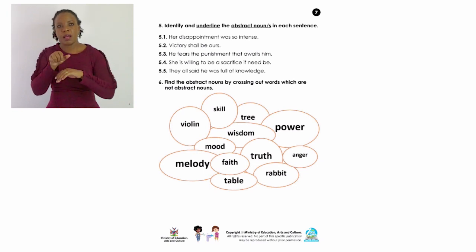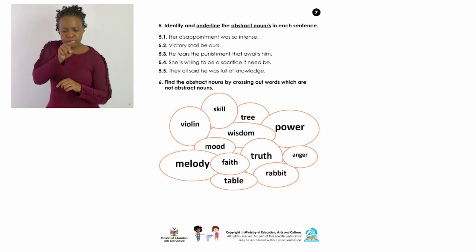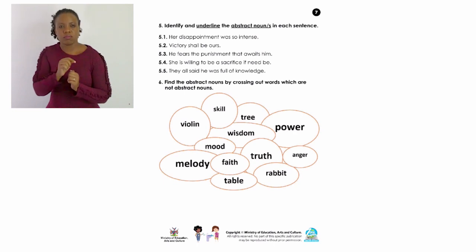The next one is activity 6, which says, find the abstract nouns by crossing out words which are not abstract nouns. Make sure you take note of the instruction there. So what we are going to cross out are words which are not abstract nouns and leave the abstract nouns alone. All right?